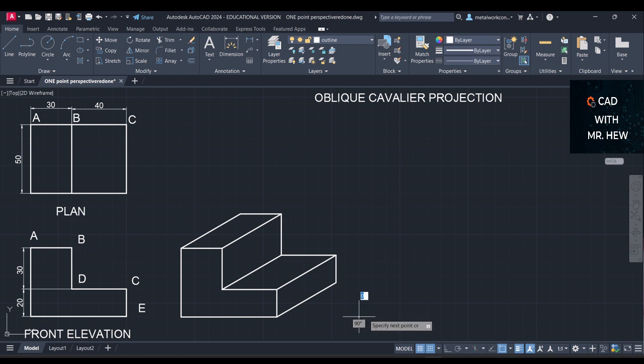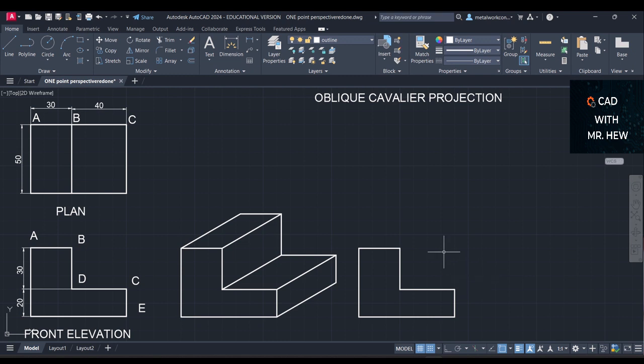All right, the baseline again was what, 70? So 70. Remember, we're drawing the front elevation for 70. Then we're going to go up 20. Then we're going to go across 40 millimeters. Then we're going to go up again 30 millimeters. Then we're going to go across another 30 millimeters. We're using the measurements that are provided, and then we're going to go down, enter.